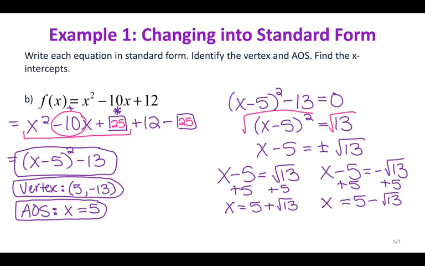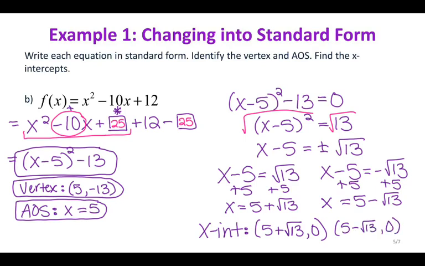Now your x-intercepts, your x-coordinates look a little weird because you have both a radical and a number, but you're still going to write them as an ordered pair. So my x-coordinate is 5 plus root 13, y-coordinate's always 0, and then for this coordinate, x-coordinate is 5 minus root 13, y-coordinate is always 0. So there is your vertex, axis of symmetry, and your x-intercepts for this particular problem.